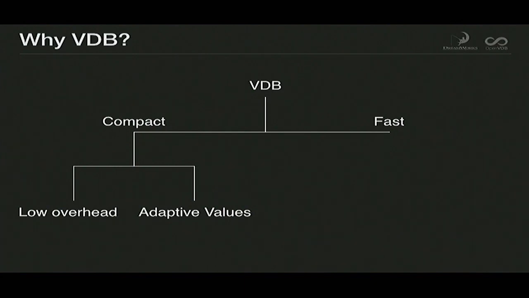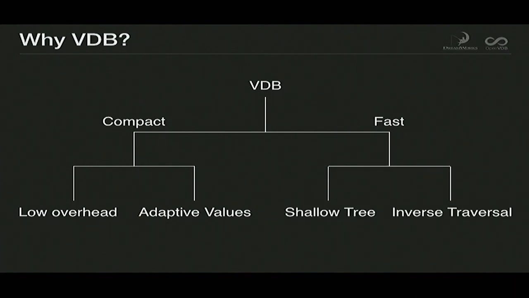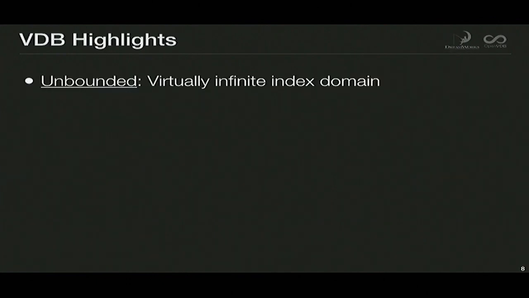It's compact because it has very little overhead. So basically, you're paying the price for the important information you put into the data structure and not a lot of overhead. It's also compact because it's adaptive. So it actually adapts to the data or the effect, like a smoke that's moving around. It's fast because it's what we call a shallow tree. I'll explain a little bit what that really means. And it's also fast because we can do something called inverse tree traversal.